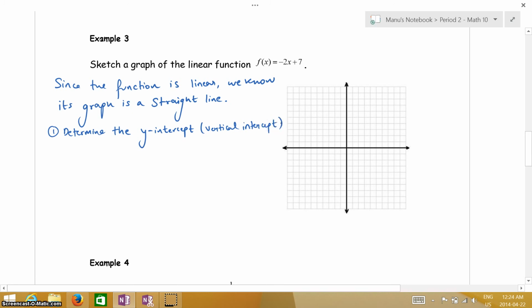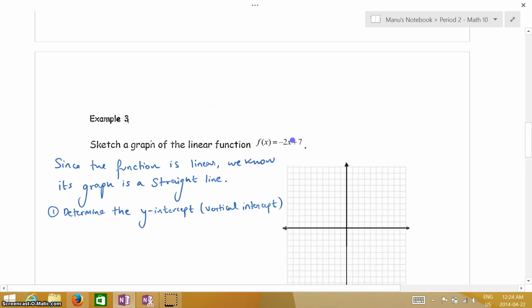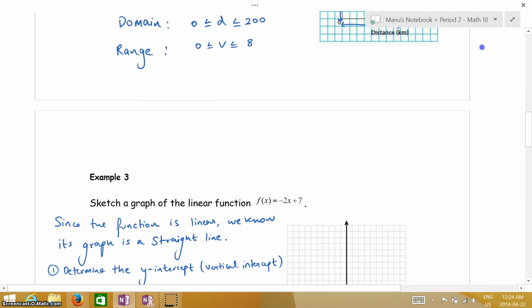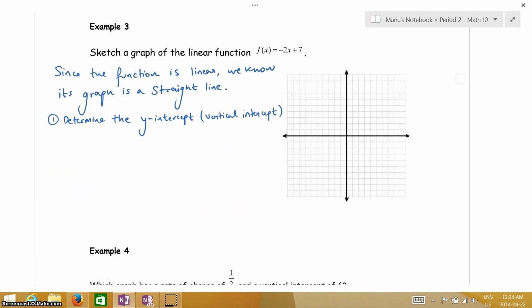Now, one of the things you will have noticed in the previous example, when you're looking at this intercept, when we had a vertical intercept of 8, what did you notice about the x value here? You will have noticed that the x value is 0. So our vertical intercept happens when the x value is 0. I'll use the same idea here. My vertical intercept is going to happen when x becomes 0.